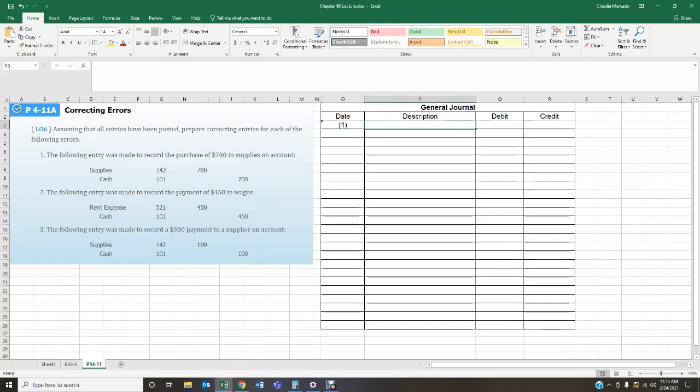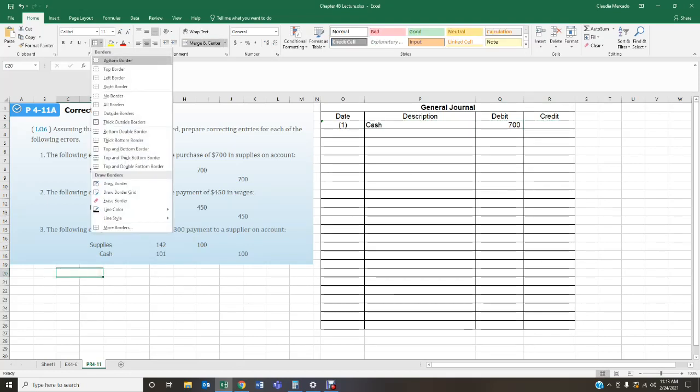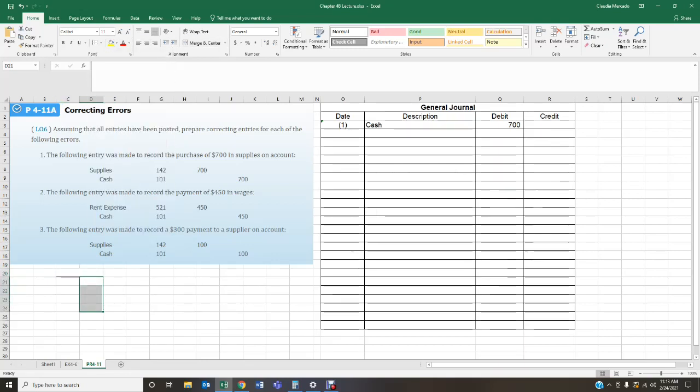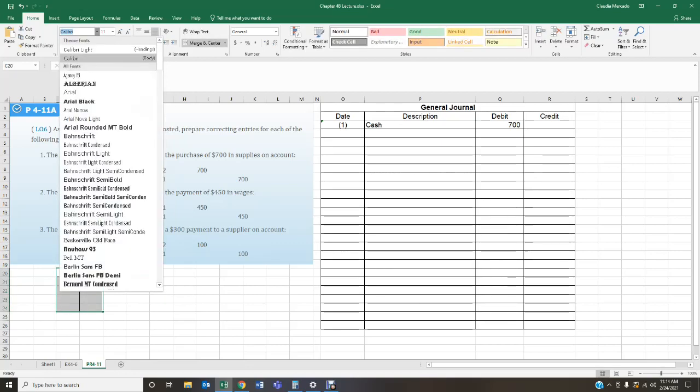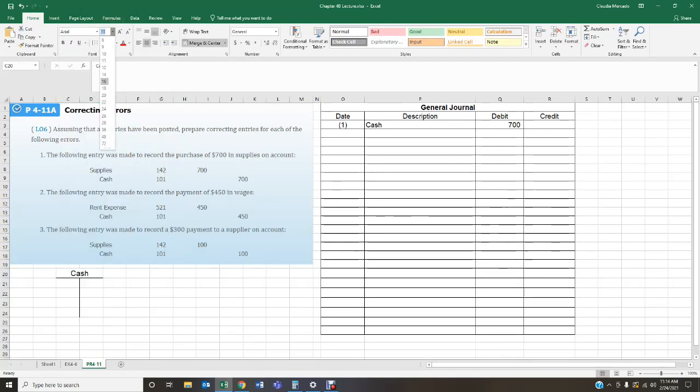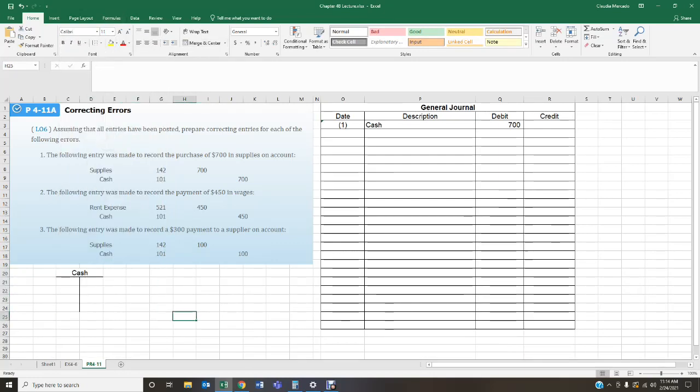So I know cash should not have been credited. If I want to cancel that transaction, what do I need to do? I need to reverse it out, which means I have to do the opposite. So what I'm going to do is debit cash for 700. Let me do a little T account here just so we can see the effects of the transaction. Let me make the font a little bigger, Arial, 14.